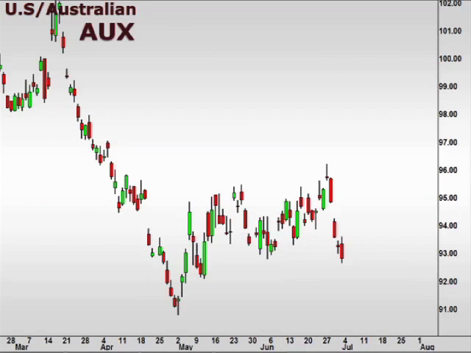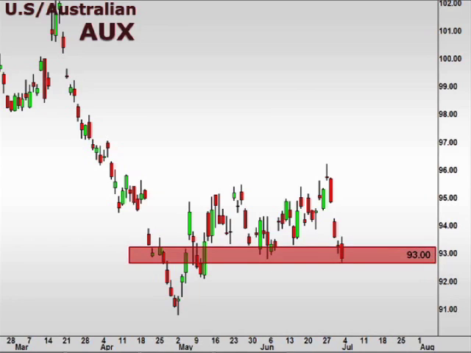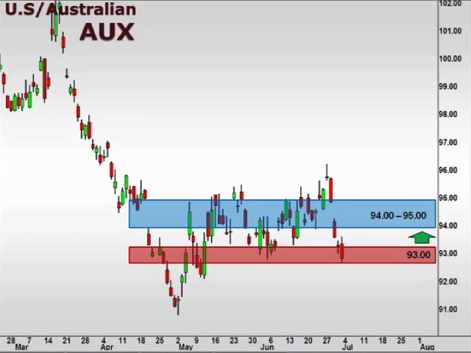Let's take a look at the U.S. versus the Australian dollar as seen here in the ISE FX Options pair value AUX. Well, the AUX slipped back to test this 93 support level. This level should hold as support with a bounce likely hitting resistance at this 94-95 focal zone. Failure to hold 93 opens the window for a continuation lower.